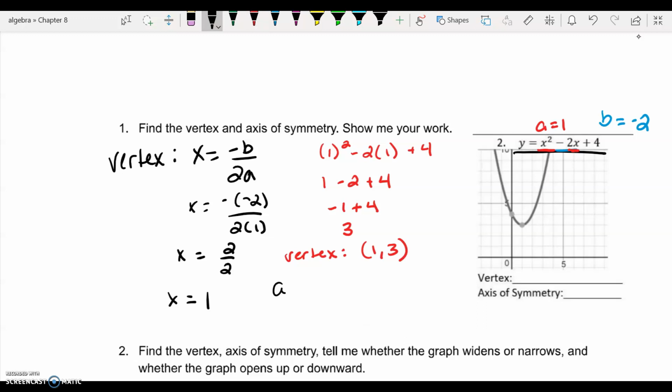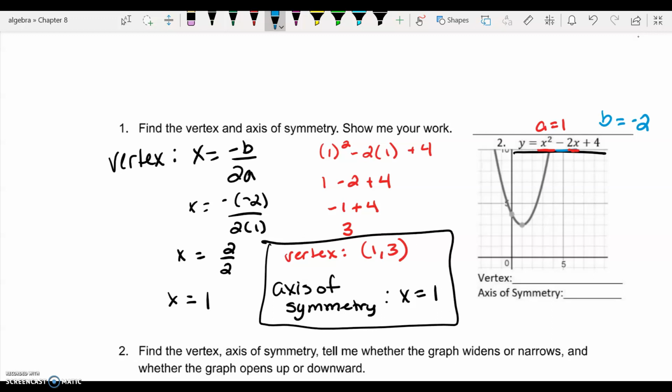My axis of symmetry is based off the x value. In reality, you've already found the equation. When you did negative b over 2a, your axis of symmetry is x equals 1. So that's the two things that I'm looking for. I do want to talk about something real fast though. Your axis of symmetry is this vertical line that I'm drawing on the graph. It's an imaginary line that we use to help graph.